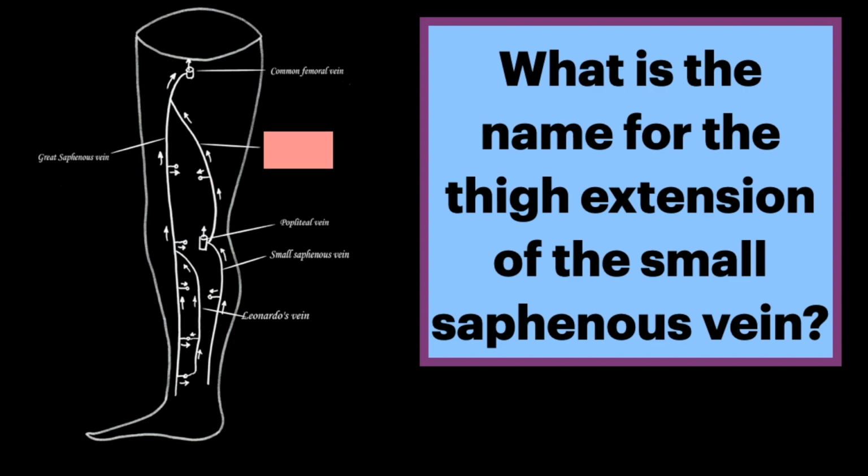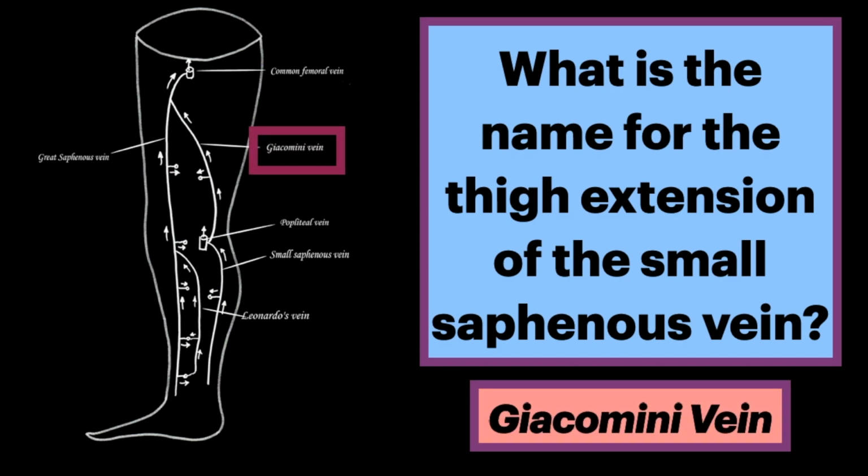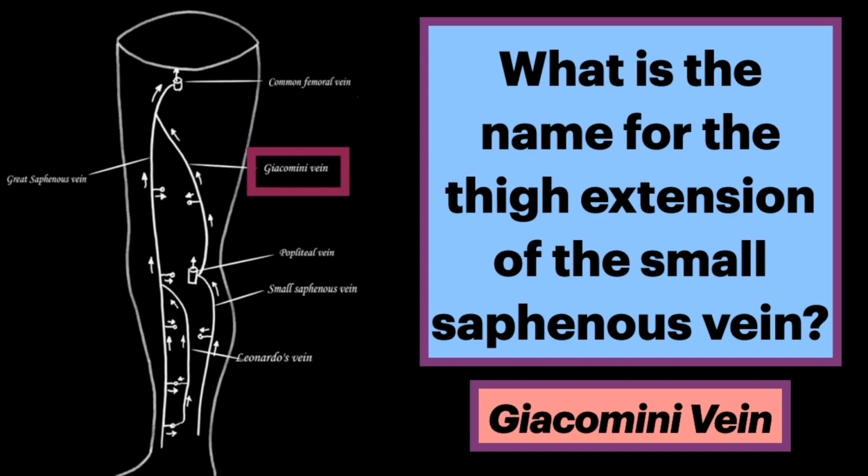What is the name for the thigh extension of the small saphenous vein? The answer is the Giacomini vein. The persistence of this vein is important because it may contribute to the development of chronic venous disease. Thus, it is critical to assess this during duplex venous ultrasound assessment of the lower limb.